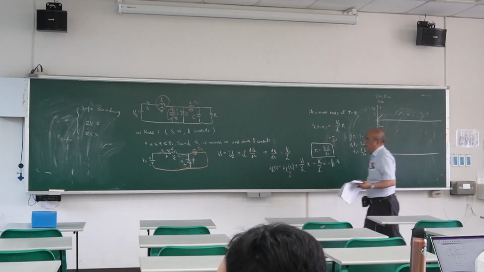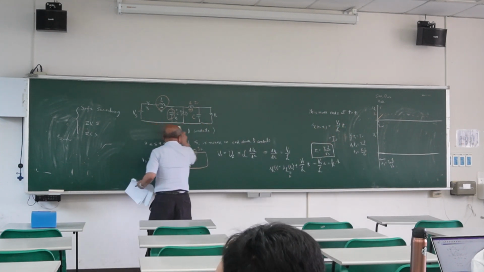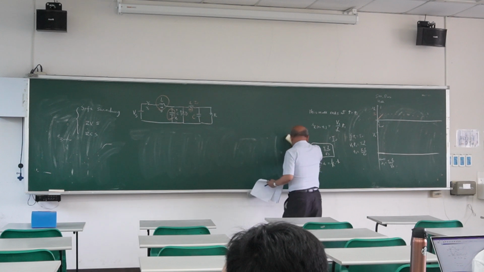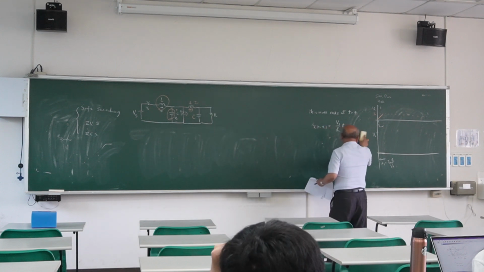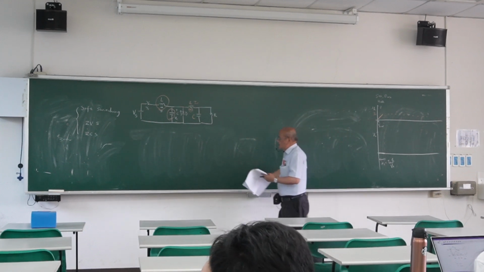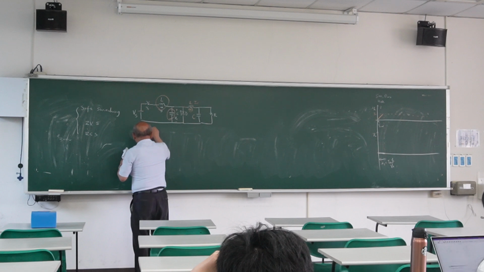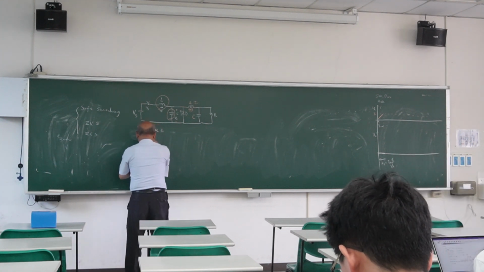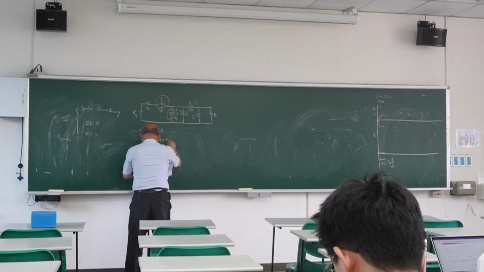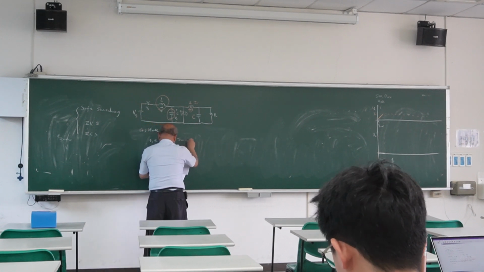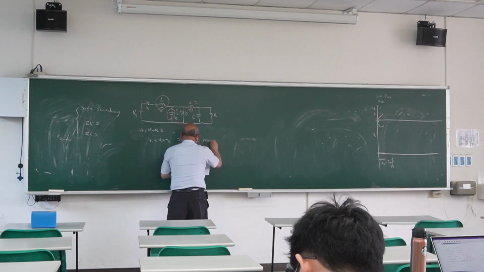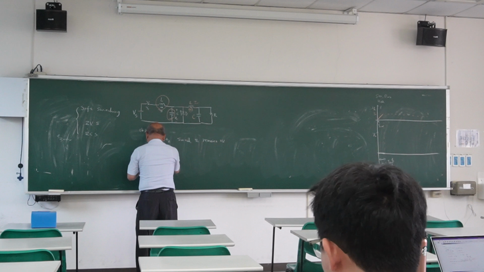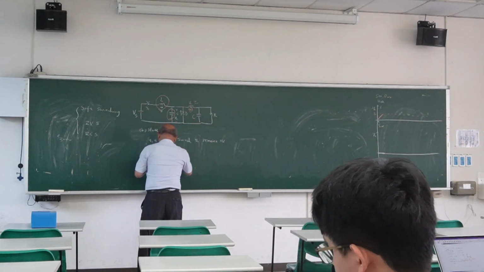Then we go to the next step. Now we want to go to the next step. Remove everything. So now we go to the next step. We call it mode 2. Mode 2 is from T1 to T2. At that moment, the switch S1 remains on. So S1 is still on. But the diode D1 is off.